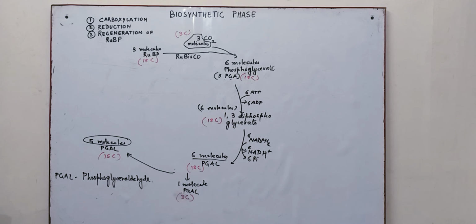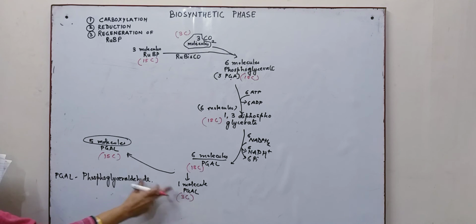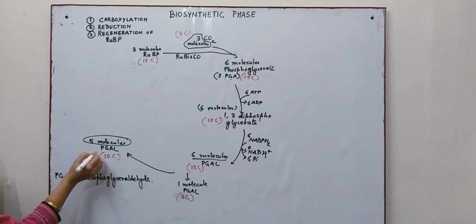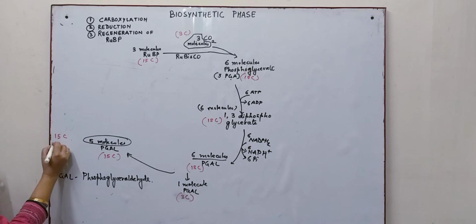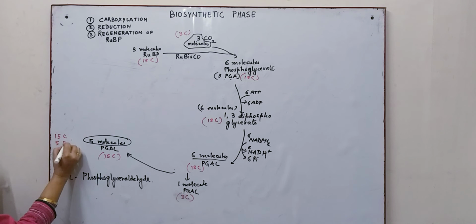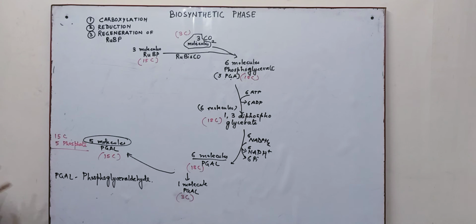Now each PGAL has 1 phosphate, so that is a total of 15 carbon and 5 phosphate. Each PGAL has 1 molecule of phosphate, so there are 5 phosphate groups over here. That is monophosphate. This undergoes phosphorylation, that is, addition of phosphate.